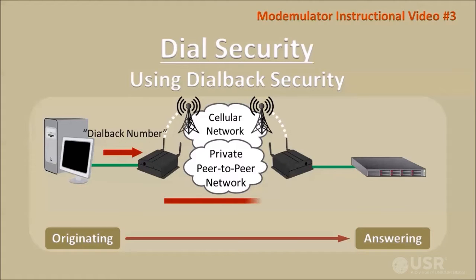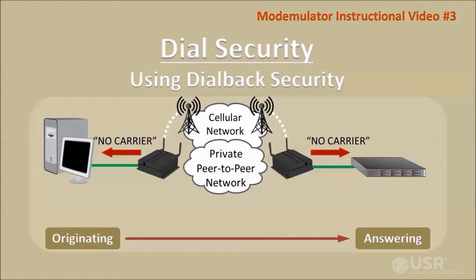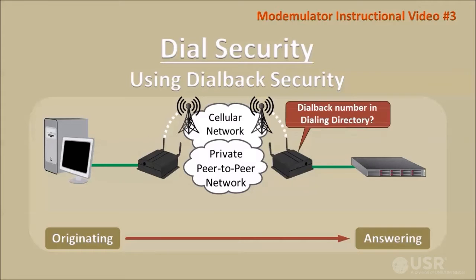The user or application at the originating end must then send a dialback number to the answering modemulator. This dialback number should match an entry in the answering modemulator's dialing directory that holds the IP address of the originating modemulator. The answering modemulator will then disconnect both ends and search for a matching number in its dialing directory. If a match is not found, both ends will remain disconnected.